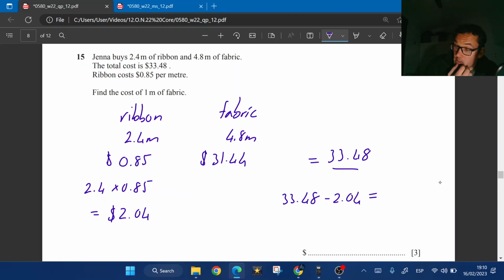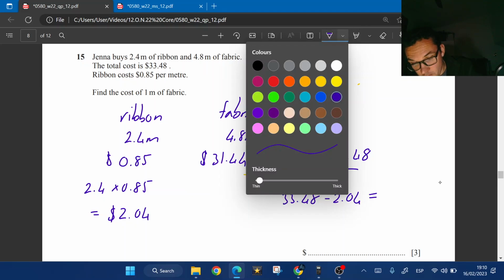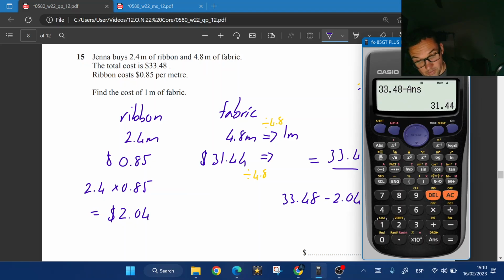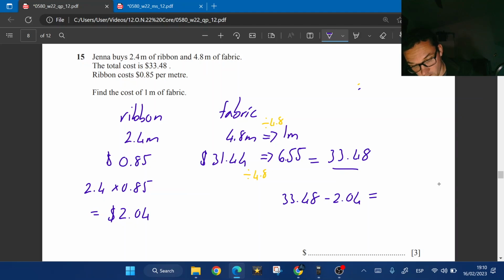And here comes the last bit. How much does she pay for 1 meter of fabric? Let's think about it like this. We got 4.8 meters. We want to now know what 1 meter costs. To do that, we're going to have to divide 4.8 by 4.8. That will give us 1 meter. So we do the same for the money. We divide it by 4.8 and then we'll know how much 1 meter costs. So 31.44 divided by 4.8, there we go, $6.55 is the final answer.